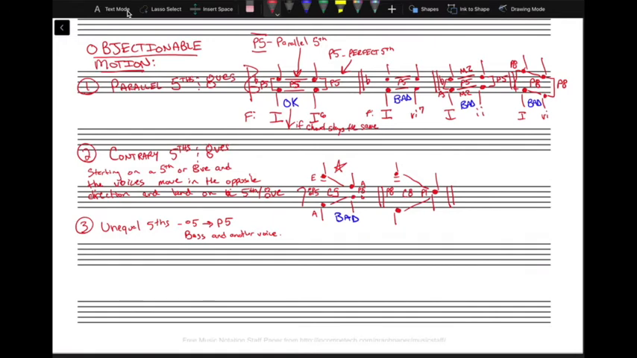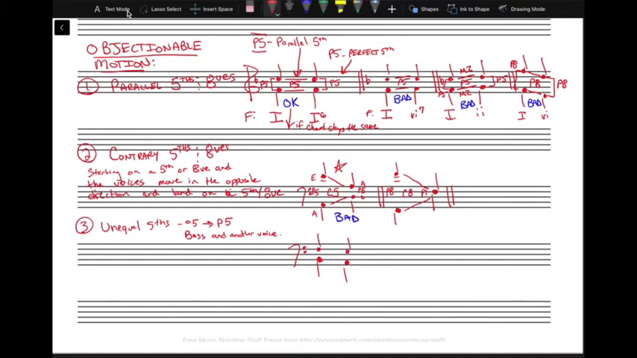So it has to happen between the bass and another voice. If we were to, and we'll just use bass clef again, all you cellists out there, we have a B going to an A, and then we have an F going to an E.